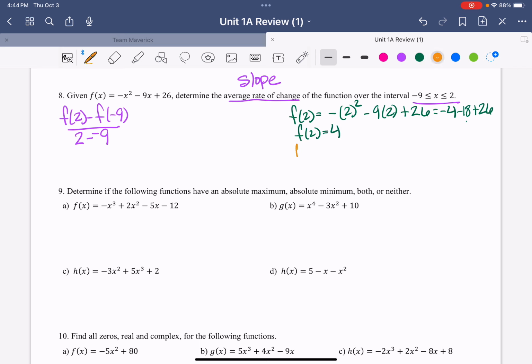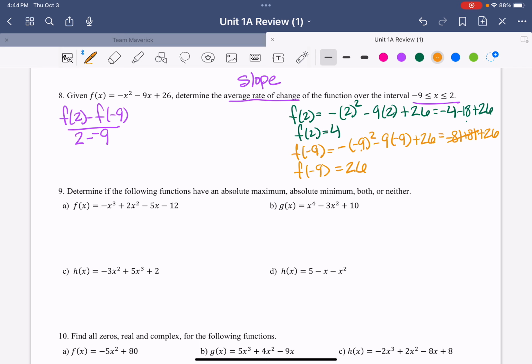Then I'm going to find f of negative 9. So I have negative 9 squared minus 9 times a negative 9 plus 26. Okay, negative 9 squared is a positive 81, but then there's a negative out here, so I have a negative 81. Then negative 9 times negative 9 is a positive 81, and then I add 26. These zero out, so f of negative 9 is 26. You can't even get to where you can do slope if you don't know what to do with positive and negative integers and how to evaluate a function.